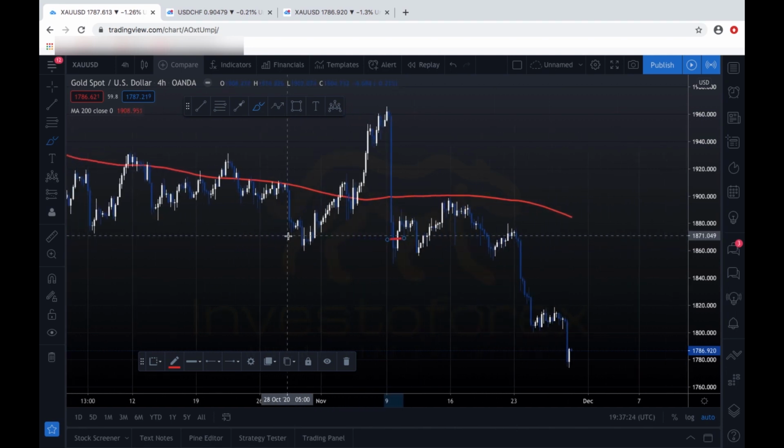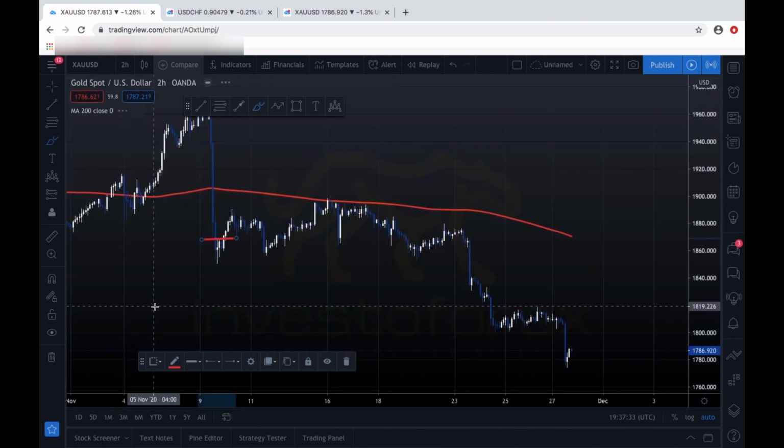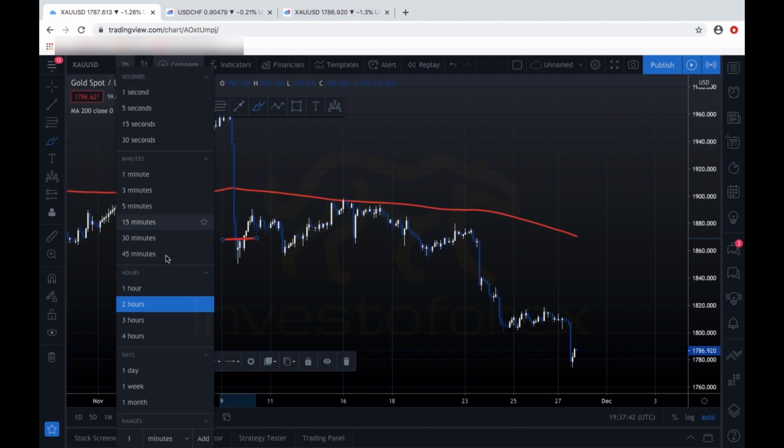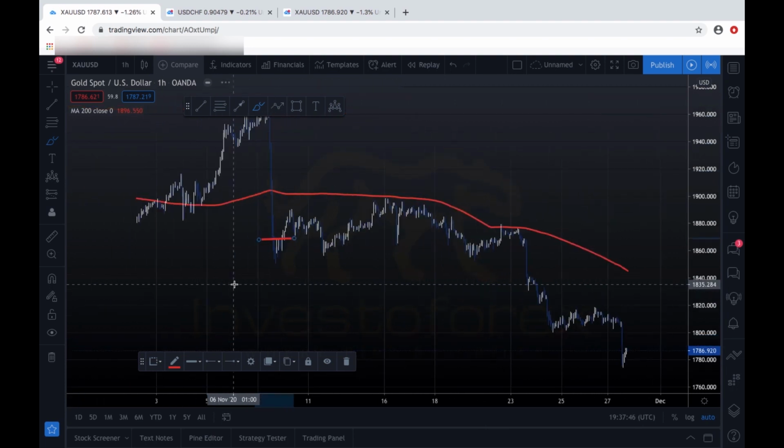But now as you can notice, the point to set the stop loss is too high. Here it is, it's too high. So for that we will go to a smaller time frame. 2 hours, but still the stop loss is too high. That's not a good risk reward. So we will go to the 1 hour time frame and see if there is any breakout.